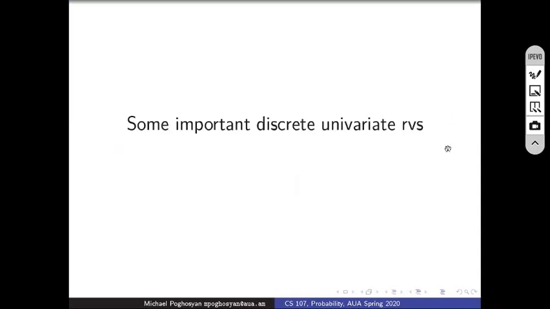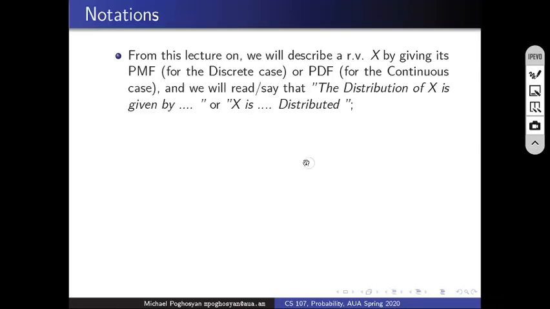Okay, moving forward, we are now starting our topic about important discrete univariate, one-dimensional random variables. Later we will talk about two random variables, the distribution of two random variables, and many random variables. Starting from this lecture on, we will describe our random variables by giving their PMF. We will not describe them by CDFs, but by PMFs for the discrete case, and we will describe them through their PDF for the continuous case.